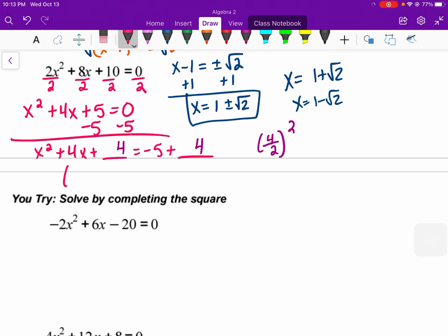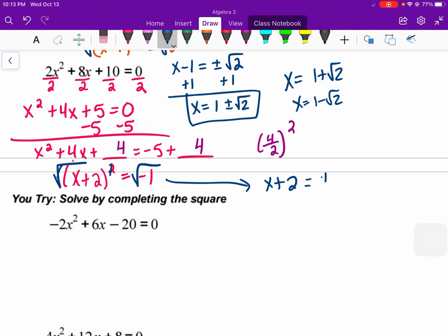Rewrite the left as a perfect square. That'll be x plus 2 squared because it multiplies to 4, adds up to 4, 2 and 2. Negative 5 plus 4 is negative 1. Then take the square root of both sides to undo the square, and you're going to end up with x plus 2 on the left. The square root of negative 1 is plus or minus i. So don't forget, you always get 2 answers there in that step, plus or minus. Then subtract 2. Get x equals.